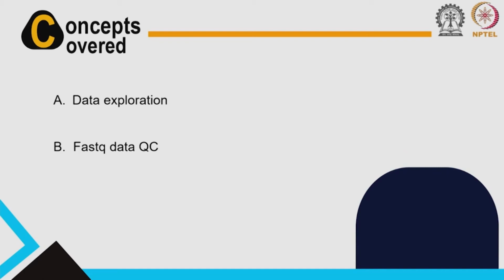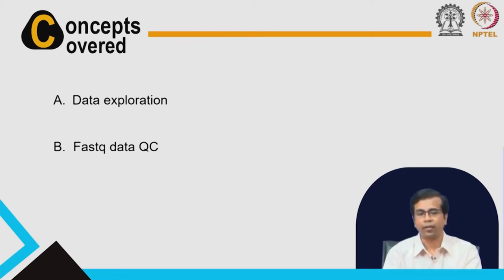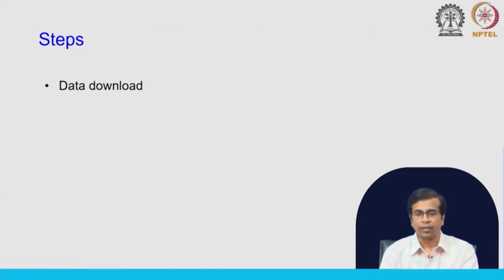So, these are the two concepts that we will be talking about today. We will talk about the data exploration, we will utilize some of the command line tools to look at some of the NGS data and then we will do a quality control on a FASTQ data set. Okay. So, these are the steps.